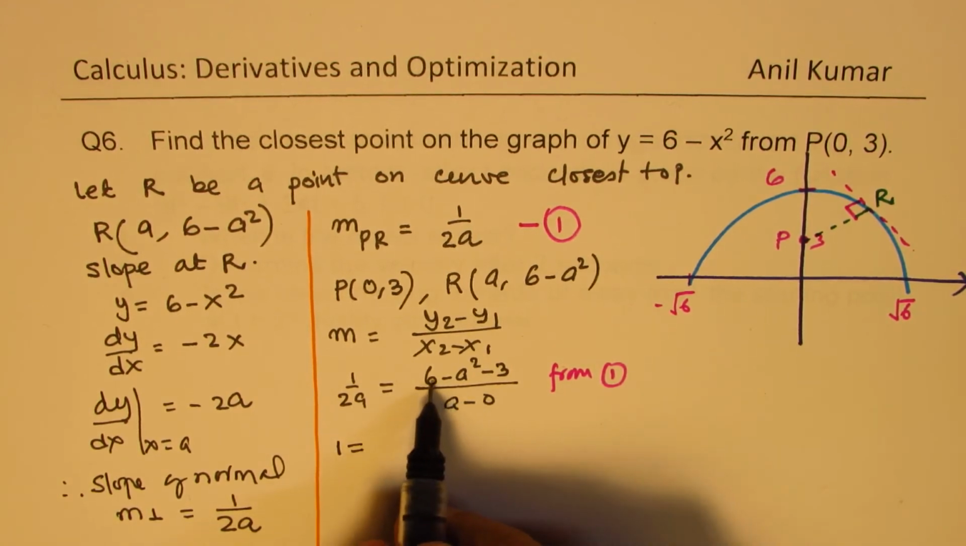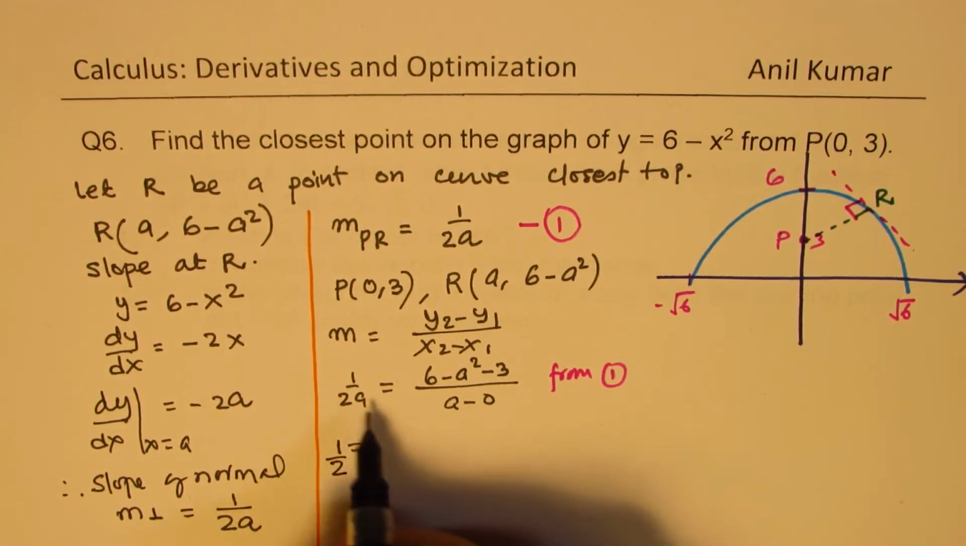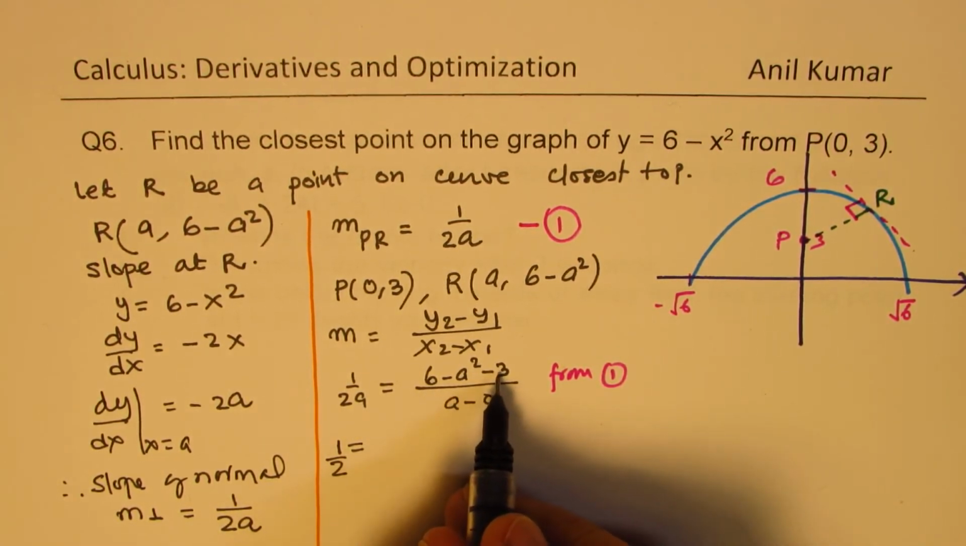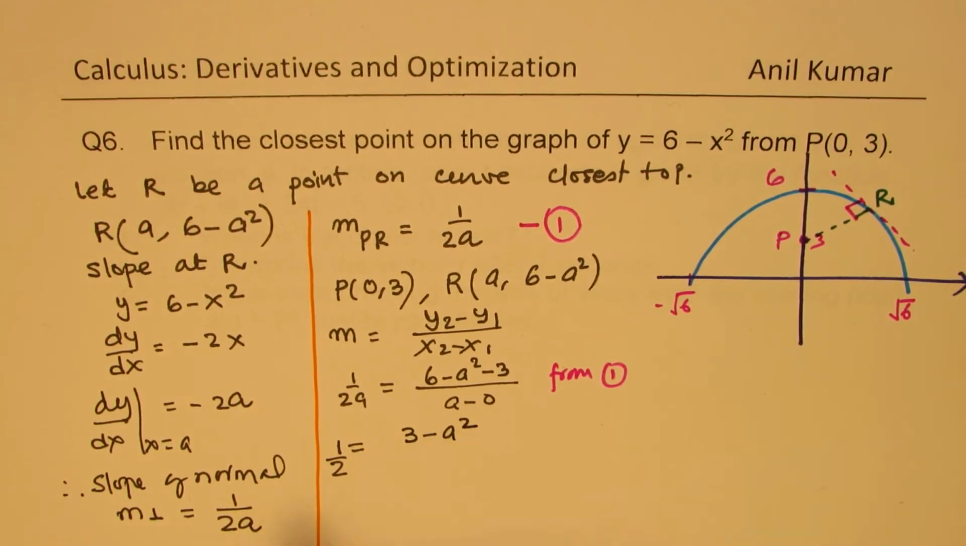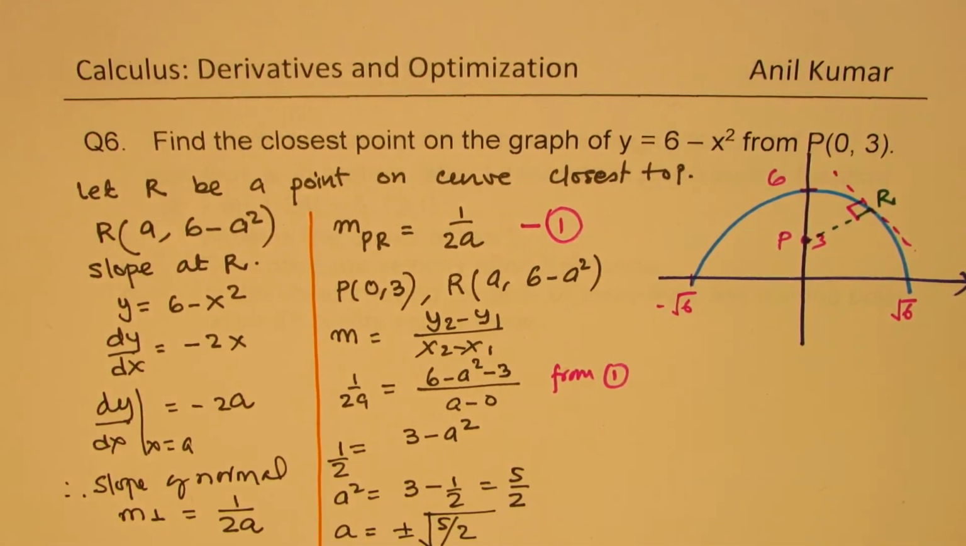So we get 1 equals, now this is 6 minus 3. Let's simplify. Let's say half. A and A will cancel. 6 minus 3 is 3, right? So we get 3 minus a squared. Or we'll bring a squared to this side. So a squared equals 3 minus half, which is 5 over 2, right? So that is the value of a, which is plus or minus square root of 5 over 2. Clear? So a squared is 5 over 2, and a is plus or minus square root of 5 over 2.